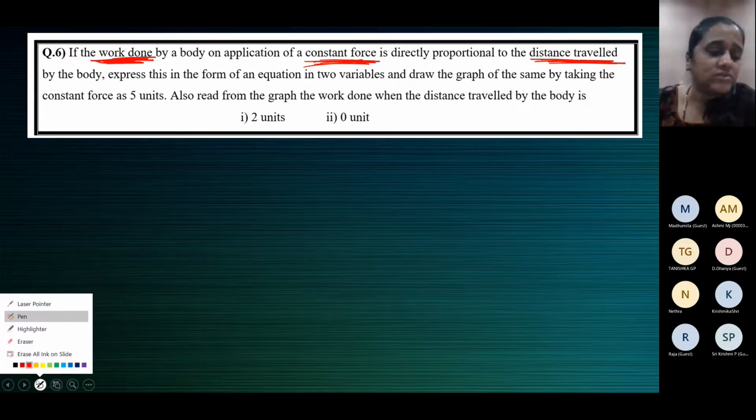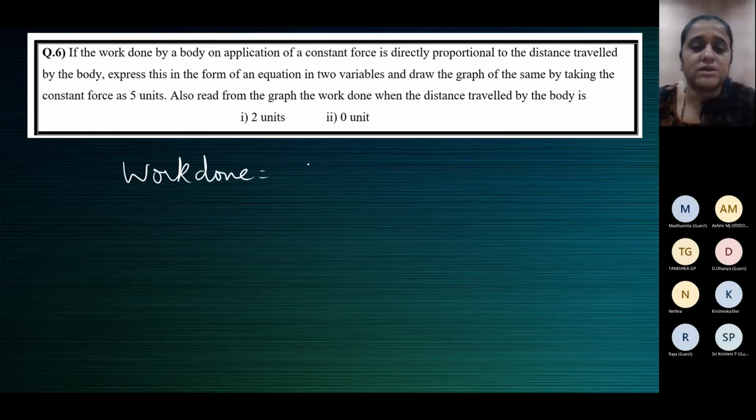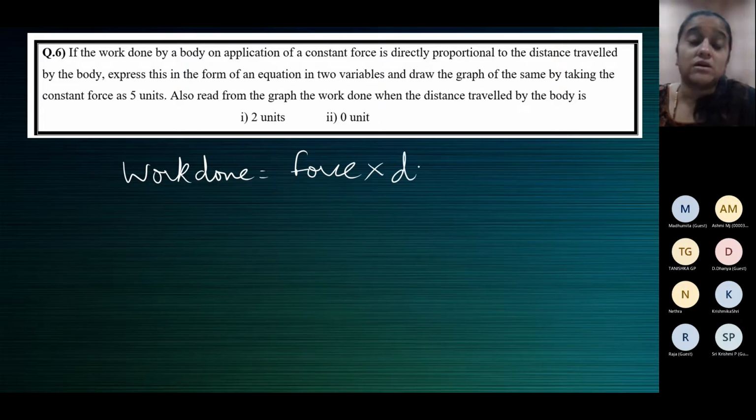So we need to construct a linear equation. We need to connect these three quantities using a formula. So work done is equal to force into displacement or distance traveled. In physics, in science, there is a difference between displacement and distance traveled. So in maths, we are not doing that. But in science, there is definitely a difference between distance and displacement.